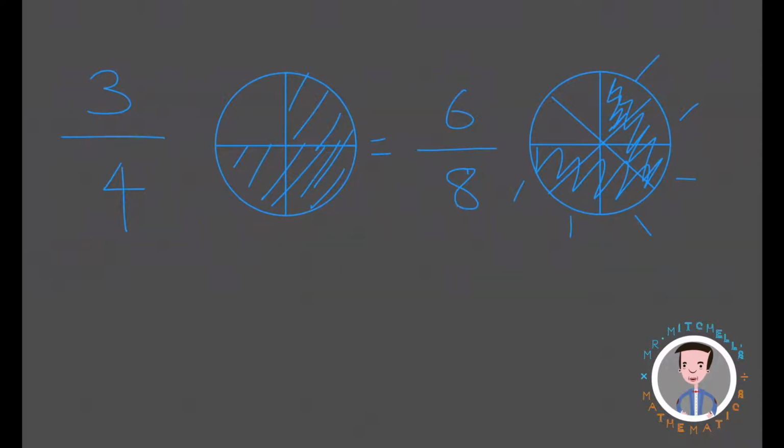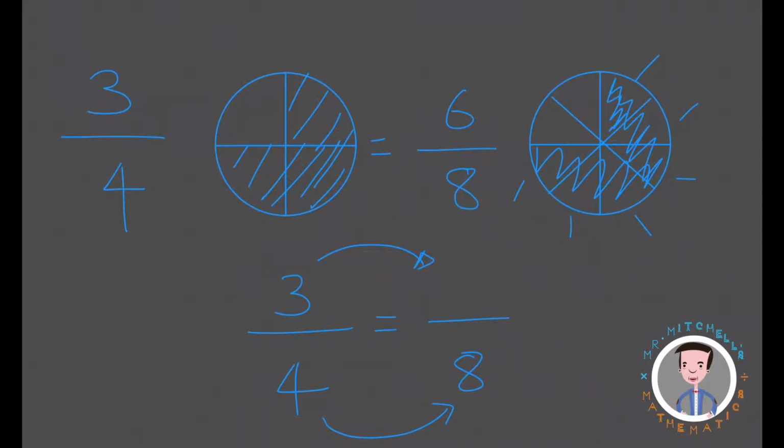But there's actually a far quicker way of doing this that doesn't require you to draw out a circle. Instead, we put 3/4 like this, and we do equals something over 8. What we now know is that whatever we do to the bottom to get from 4 to 8, we have to do to the top. The big caveat to this is that it is never add or subtract, it always is times or divide.